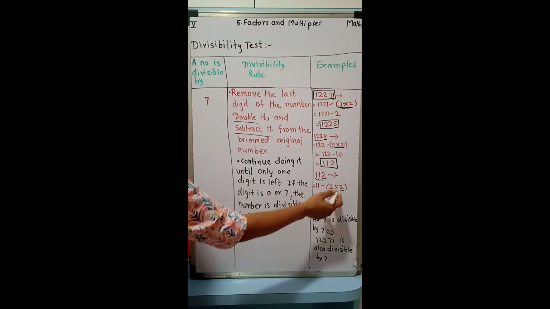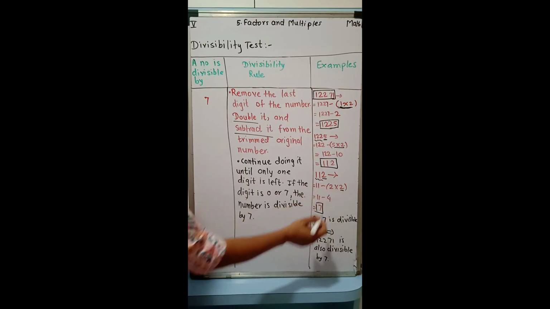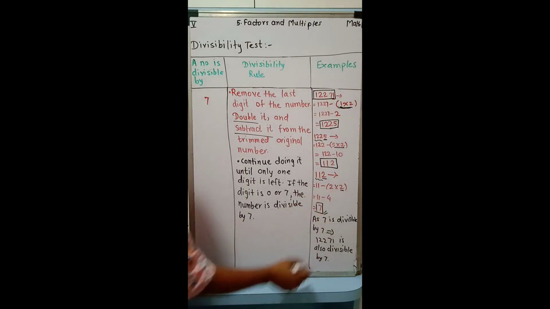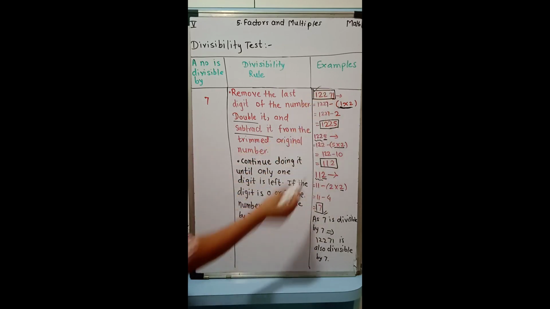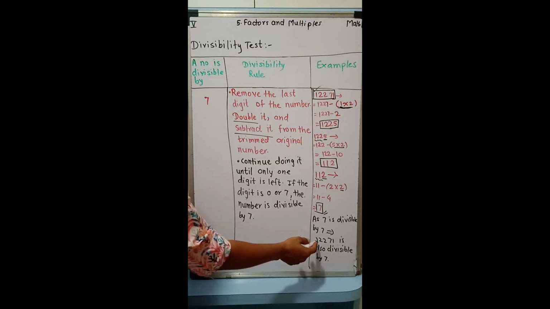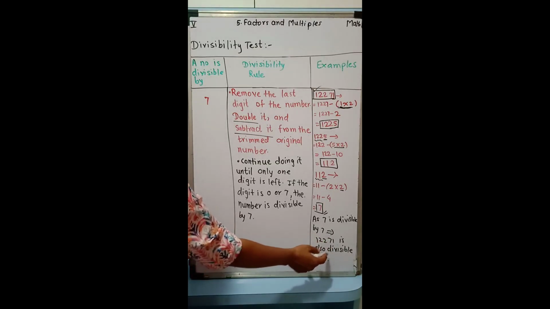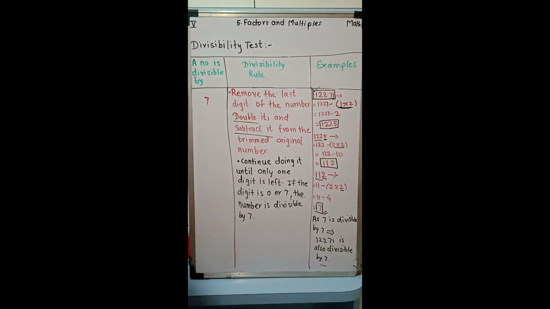11 minus 2 twos, which are 4. 11 minus 4 is 7. Now compare this number. 7 is divisible by 7. If this number is divisible by 7, the original number is also divisible by 7. And therefore 12,271 is also divisible by 7. And that's it.